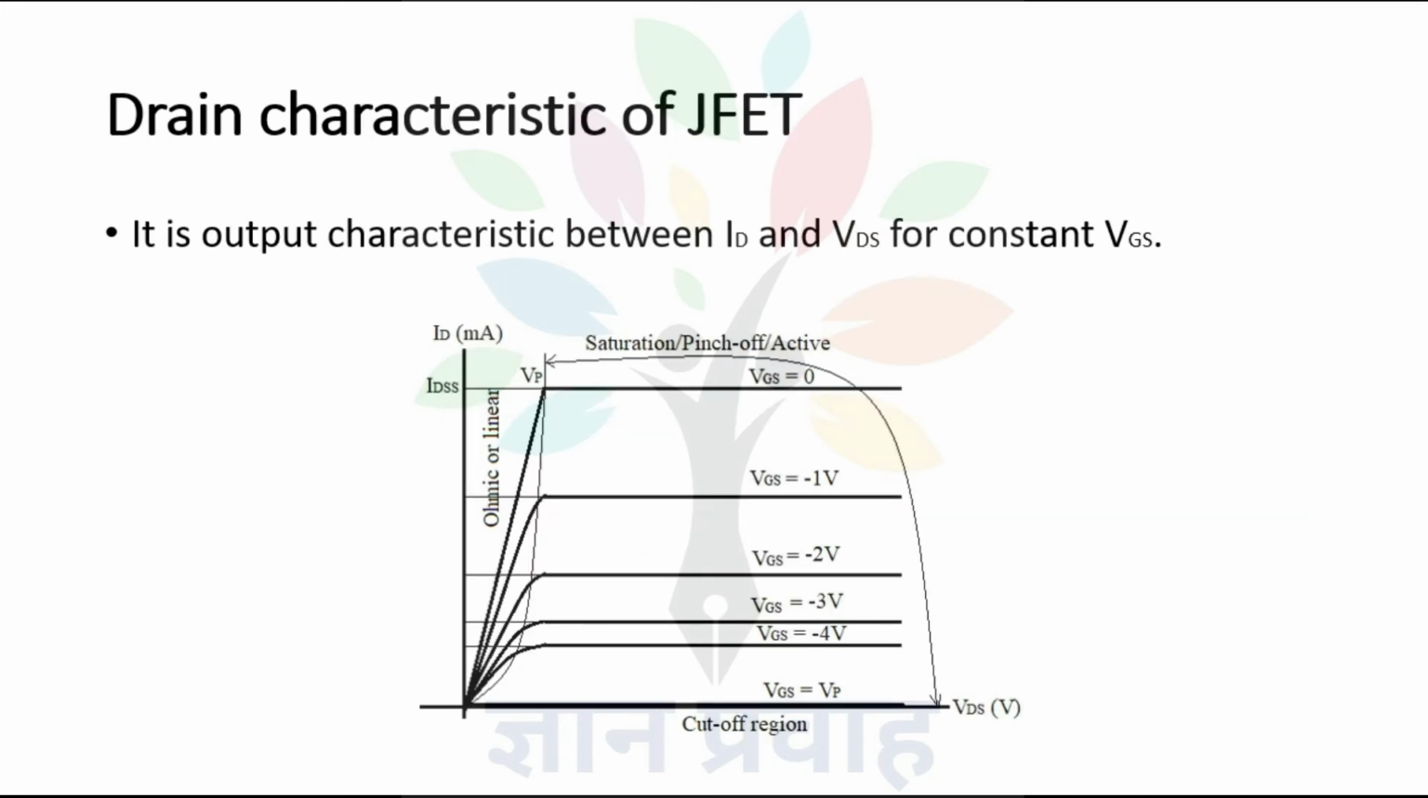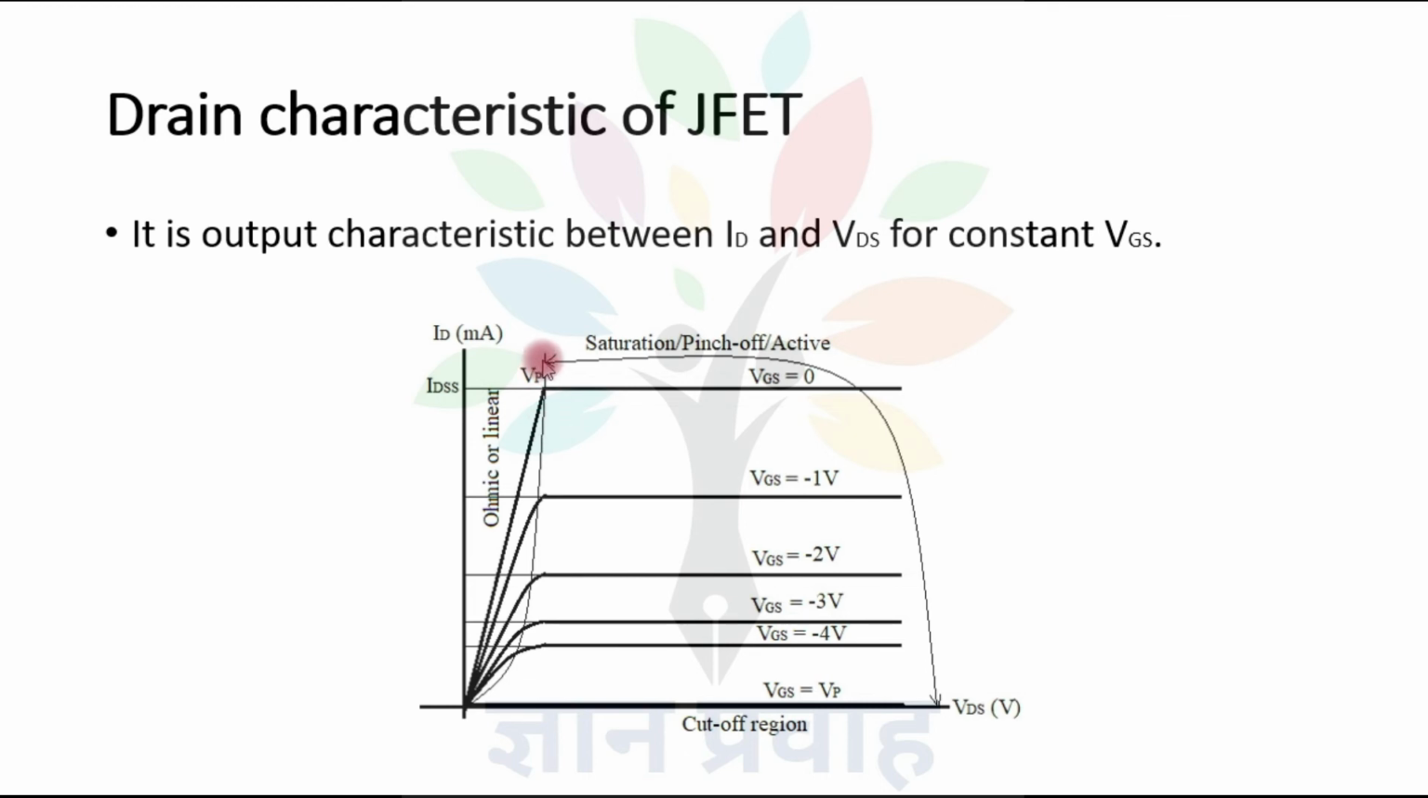Drain characteristic of JFET. So drain characteristic is sometimes called output characteristic, and it is the curve between ID and VDS for constant VGS voltage. So output characteristic is given here for JFET. It is for N channel JFET. So when we are increasing the value of VDS, then current increases linearly. That's why this region is called linear region or ohmic region, or simply following Ohm's law. It means when voltage is increasing, current also increases.